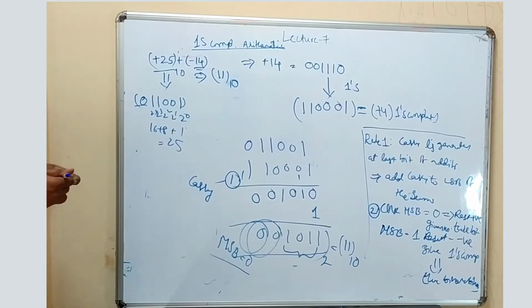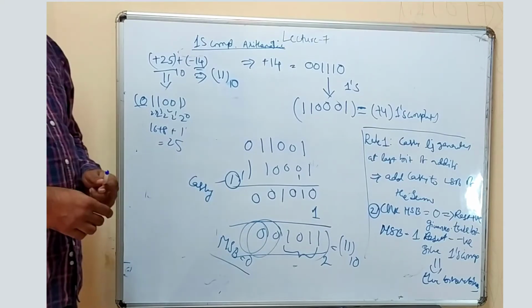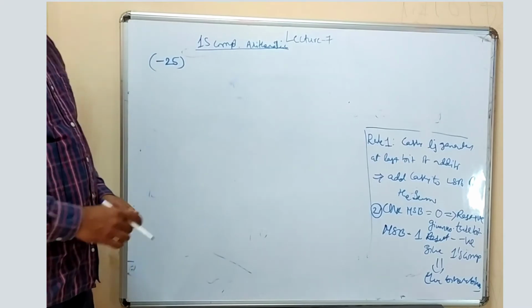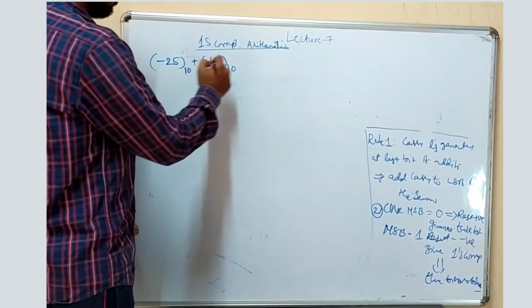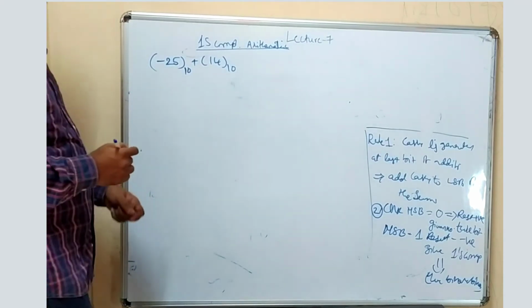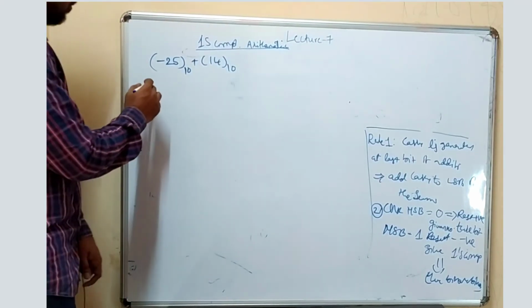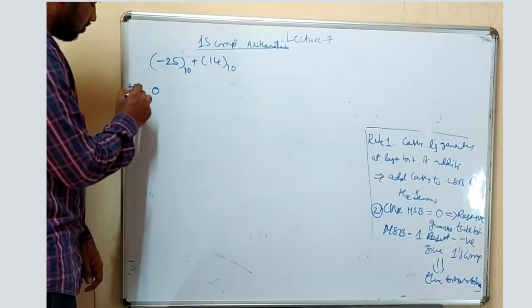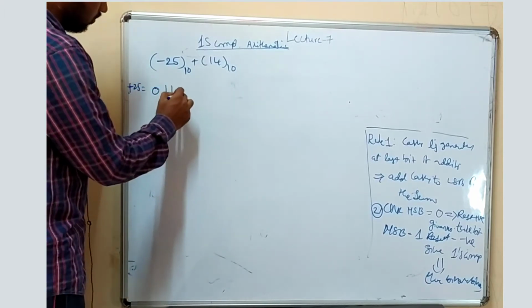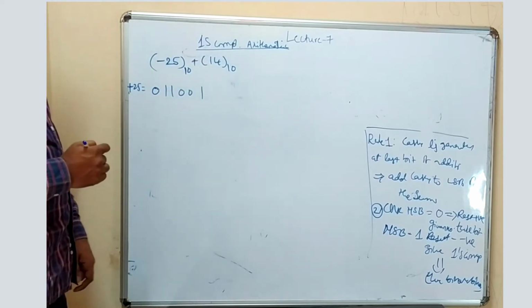We will take one more example and try to see how to get the arithmetic. Now let's take another example. Let's take minus 25 plus 14. In this case, we have to represent minus 25 in 1's complement form. So plus 25 we write as 0 1 1 0 0 1.